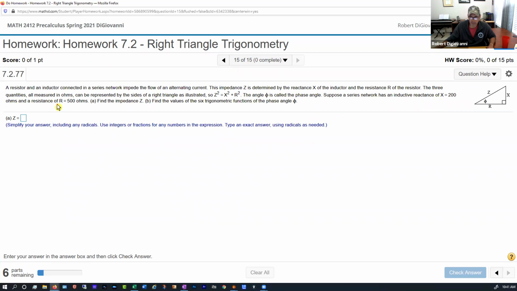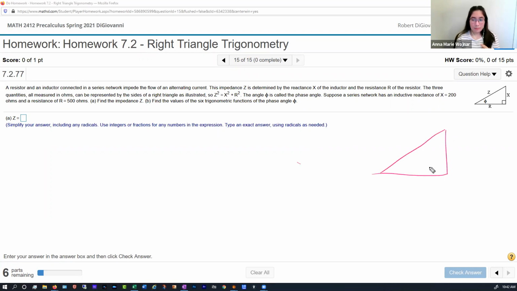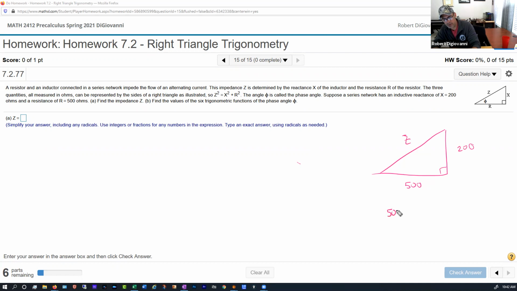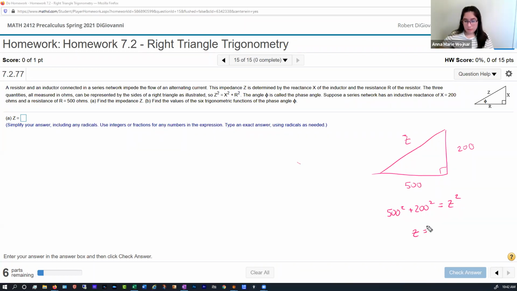X is 200, R is 500, impedance. Find the impedance Z, find the values of the 6 trig functions. Okay, so we have this triangle. R is 500, right? This is 200, and then this is Z. So you found Z by doing 500 squared plus 200 squared equals Z squared. What did you get for Z? I can double check it.